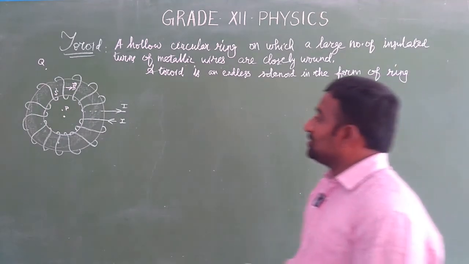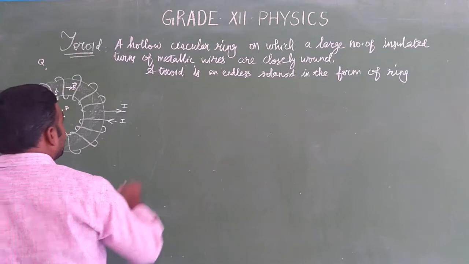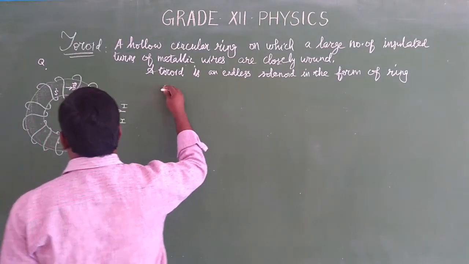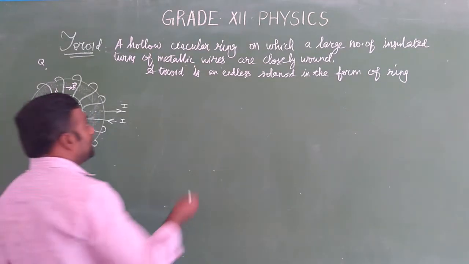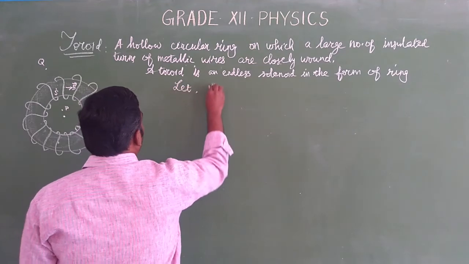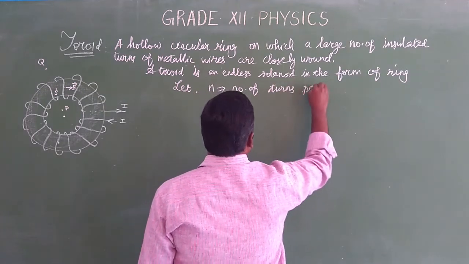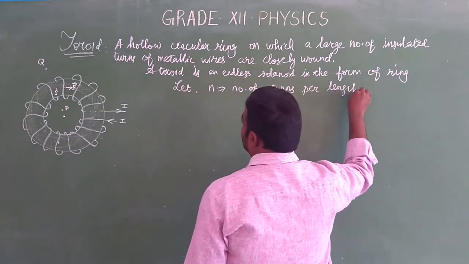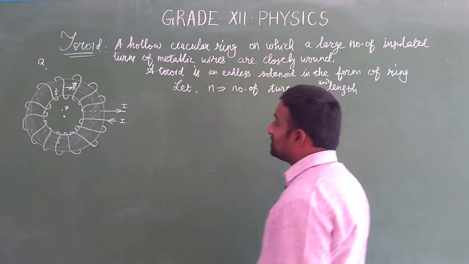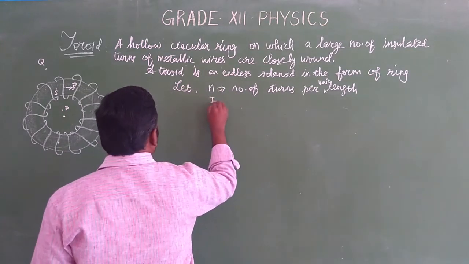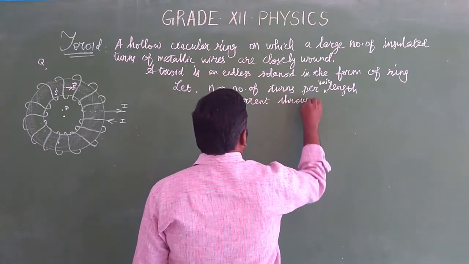Here, we don't know how many turns we have, so let n be the number of turns per unit length. I forgot to mention unit length, which means how many turns for 1 meter. Then I is the current entering through the toroid.